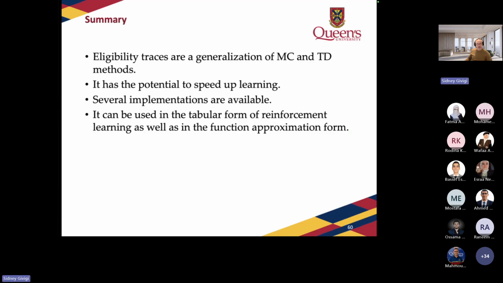So the summary here for eligibility traces is that this is a generalization of Monte Carlo and TD methods. So you can put all of them together. Using this, you can speed up learning. Or another way of saying this, you can stabilize learning. After your break, you're going to see that this is something that actually exists. It's something that can make your learning way more stable than if you use different techniques, okay? There are several implementations available.